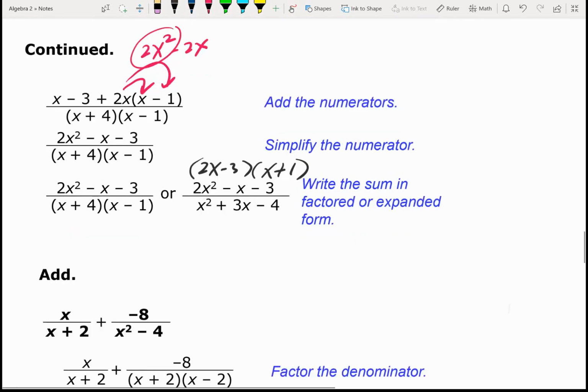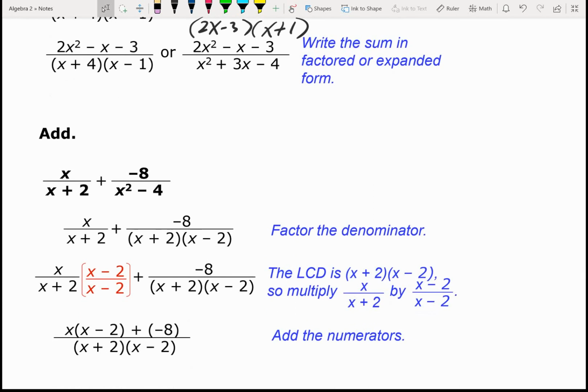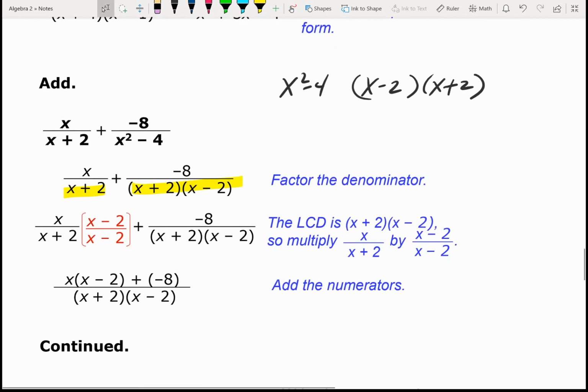All right, let's continue on here. Here I have x over x plus 2 plus negative 8 over x squared minus 4. So x squared minus 4, if I factor that, that's a difference of squares. That's x minus 2 times x plus 2. So here I have x plus 2 times x minus 2 in that denominator, and then I have an x plus 2 in that denominator. So out of the first fraction, I'm missing the x minus 2, so I have to multiply the first fraction by x minus 2. I need both factors, x plus 2 and x minus 2, in my denominator.